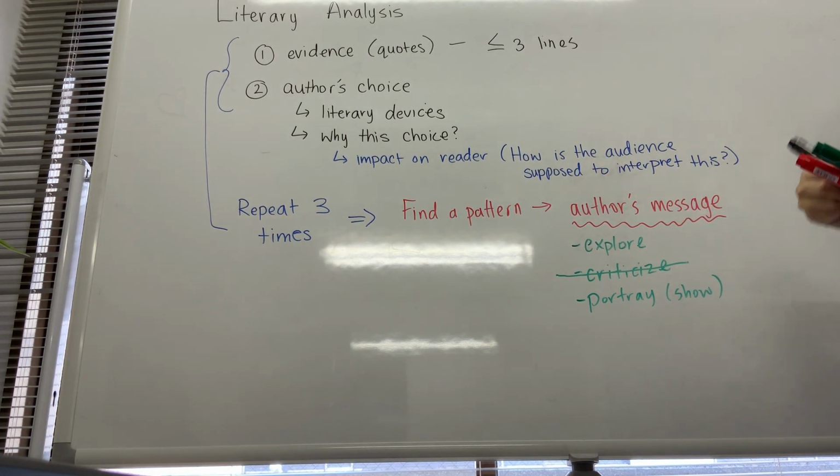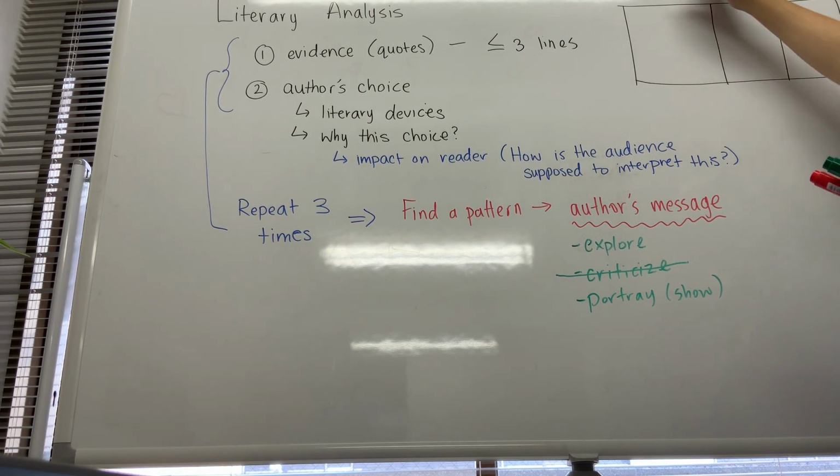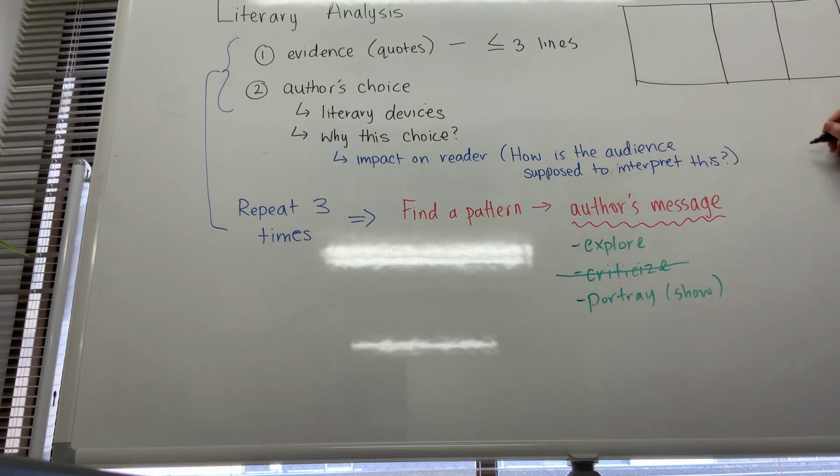Okay? So in your box, sorry, you put in a quote, and then you name any literary devices. Now, you need to know about literary devices to examine them, and that's why you don't do this until 9th grade. For example, what is a metaphor? Or a simile?